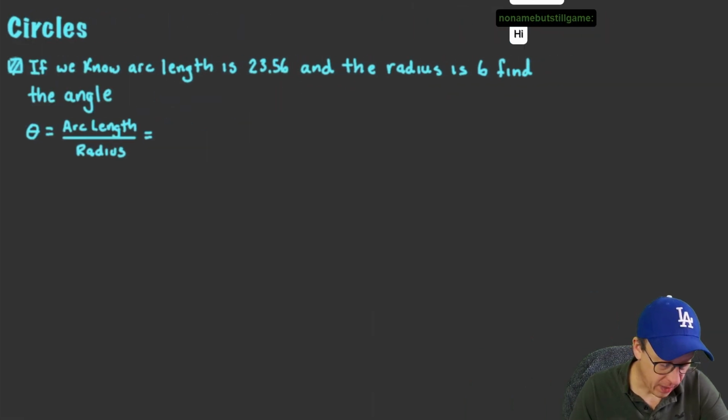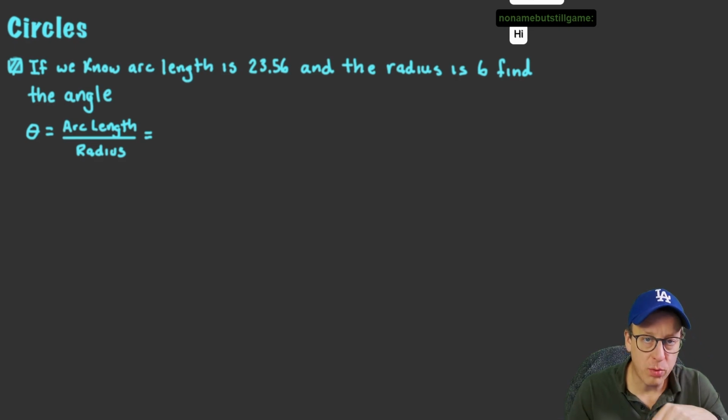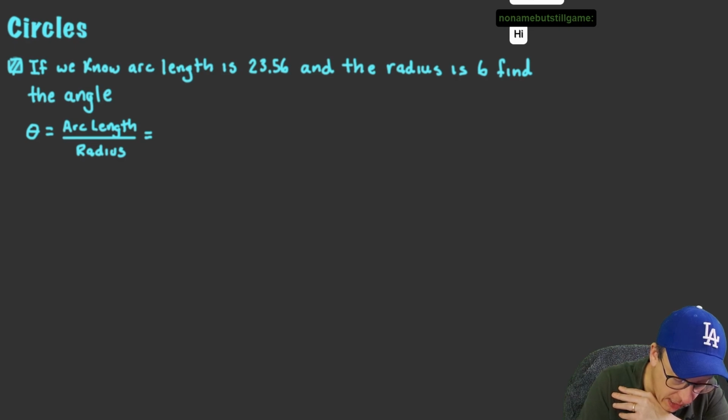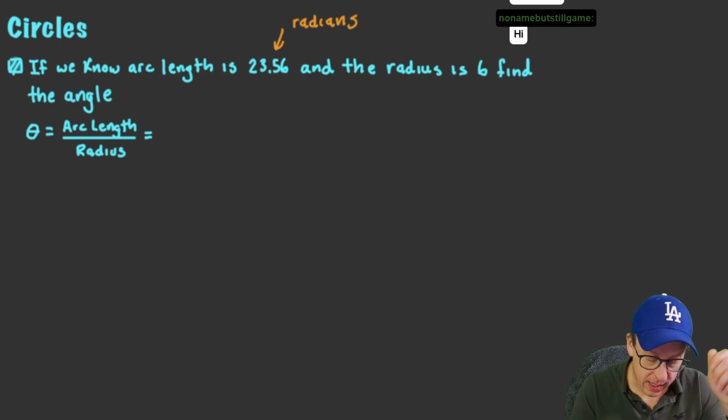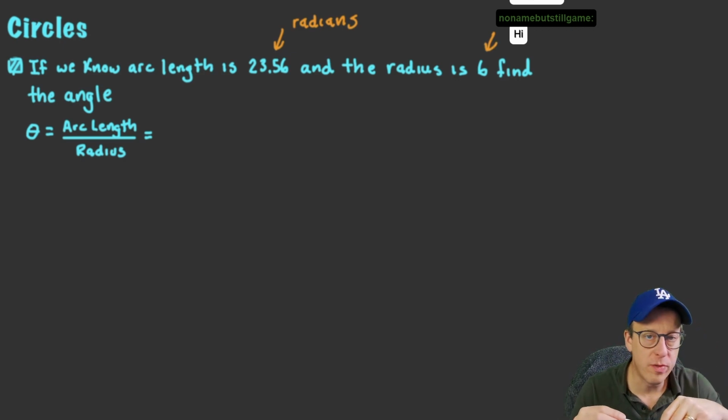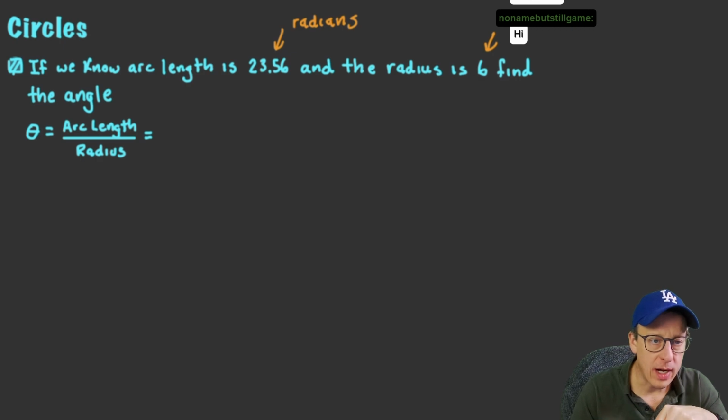And let's move on. So if we know our arc length is 23.56, this is represented in radians right here, by the way, and the radius is going to be equal to 6. What I want to do is to be able to find our angle. How can I do that?